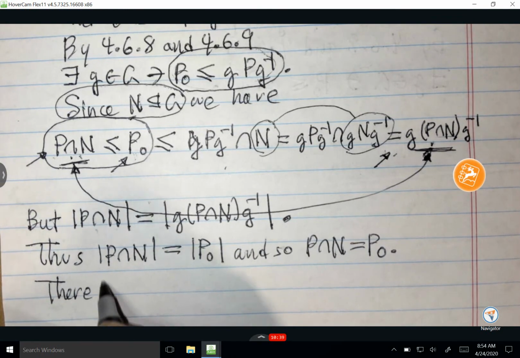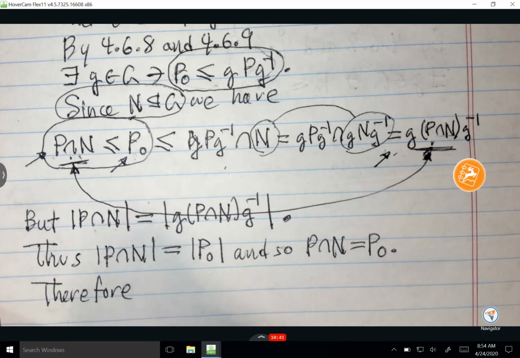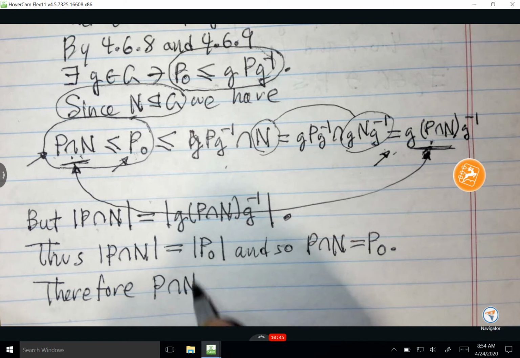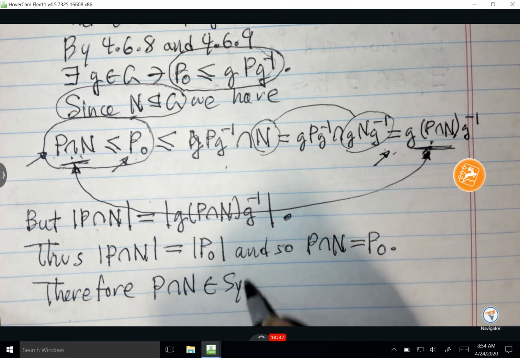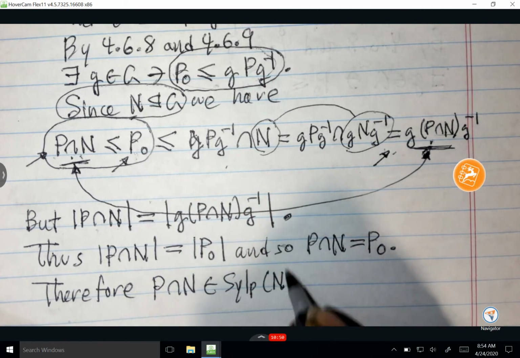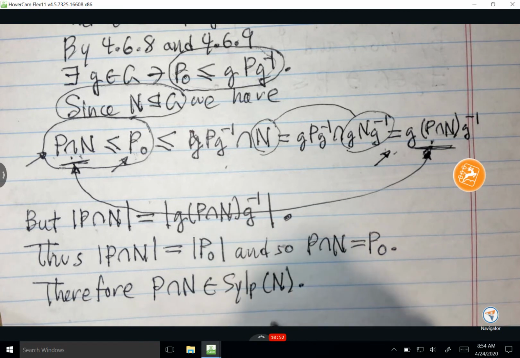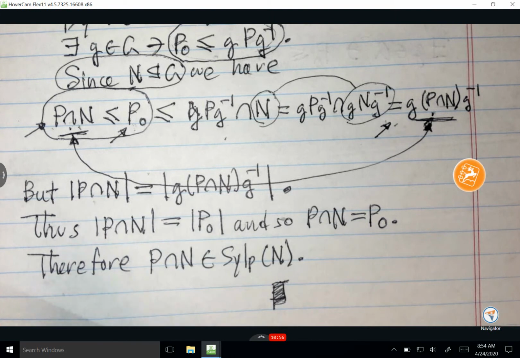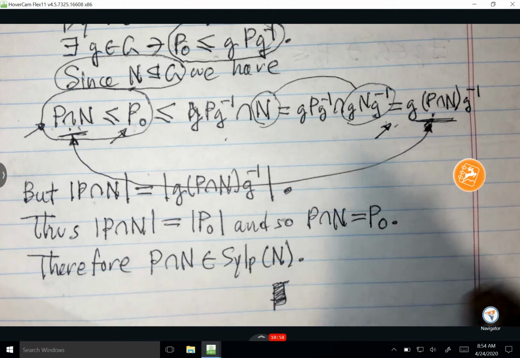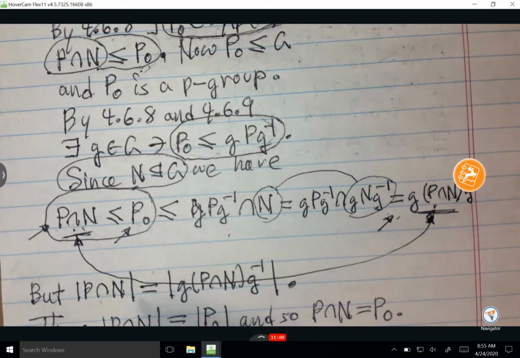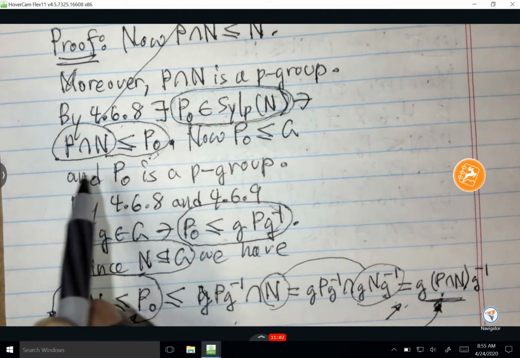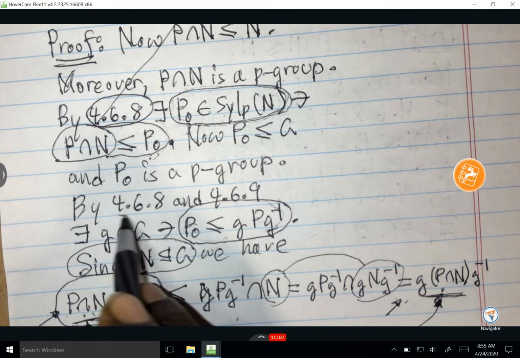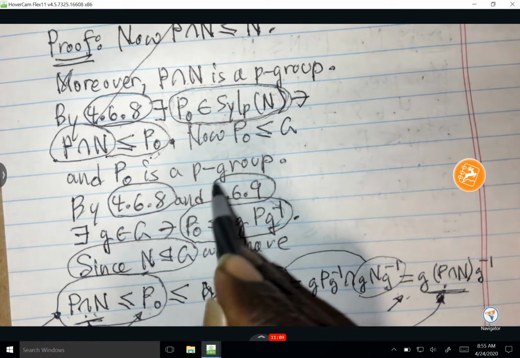Therefore, what, you thought it was going to go on forever? Therefore, P intersect N is that Sylow P subgroup of N, P0. And the proof is done. Put your little box, baby. Learn how to use Sylow's theorem. See how elegant that proof was? Look, it used Sylow's theorem once here. Then it used it again, here and here.